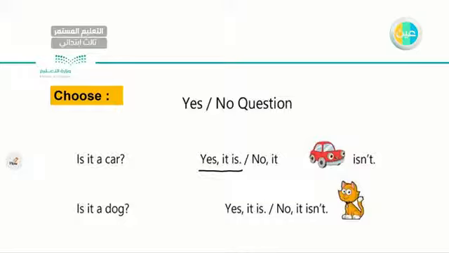Very good. Next question. Is it a dog? Is this a dog, my dear student? Yes, it is. No, it isn't. What do you think? Does it look like a dog? No, it's not. It's not a dog. It is a cat. So let's read it one more time. Is it a dog? No, it isn't. Let's go to the next one.